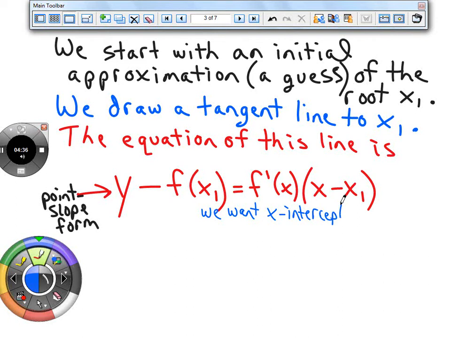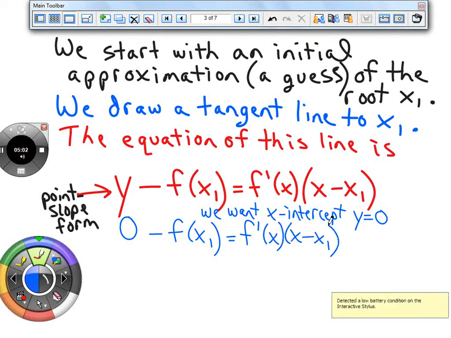And if you want the x-intercept, all the x-intercepts have a y value of 0. So we say y equals 0, and we plug in a 0 for the y. So if we did that, we have f of x sub 1, so negative there. And then the right side would be the same, of course. And then what I would do next is divide both sides by f prime.